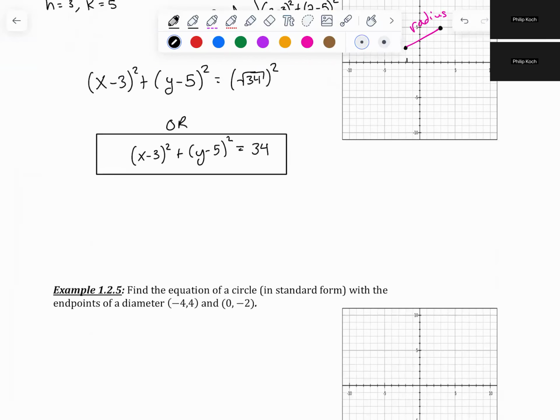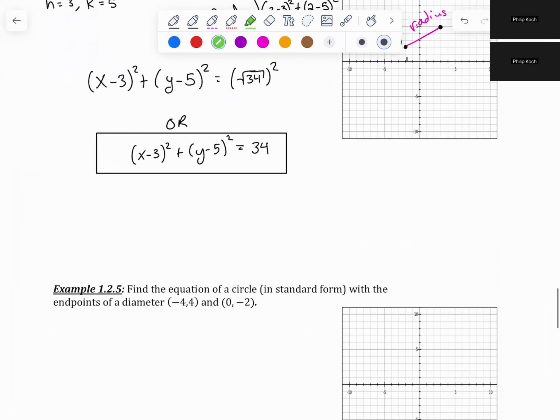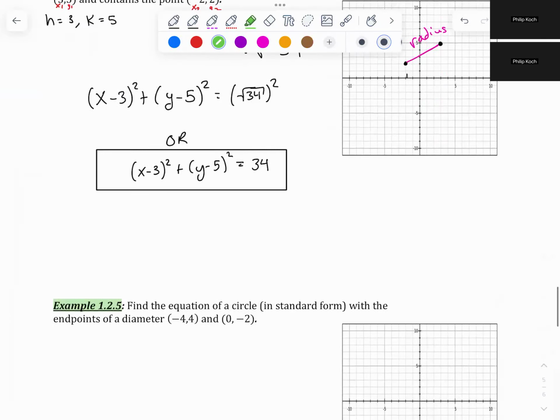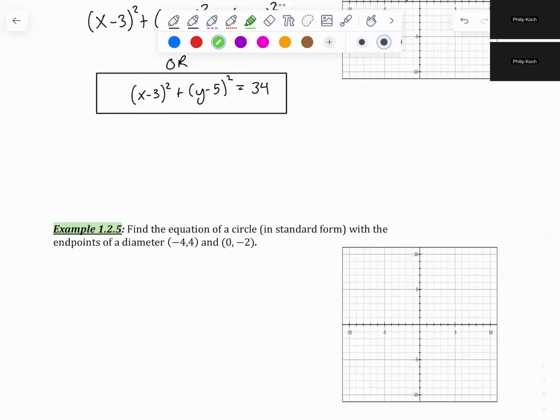All right. Love this one. This one's my favorite problem. This section. Got to highlight my examples. Wait, does that say example 1.2.5? Oh no, it's a typo. Please forgive me.